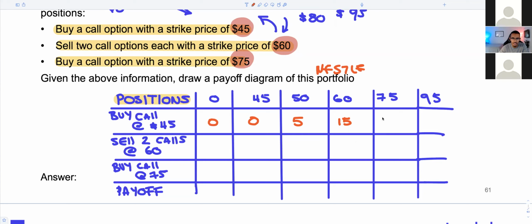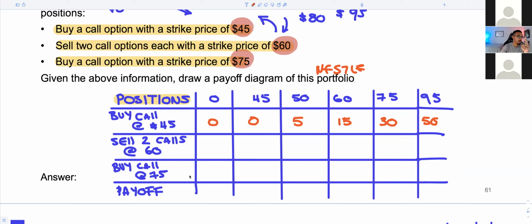Is it 30? I feel like it's 30. It is 30. I'm just having fun with it, man. And then we have 50. Quick sense check: this is going to be our payoff for this specific position. Okay. But now we have to sell 2 call options.